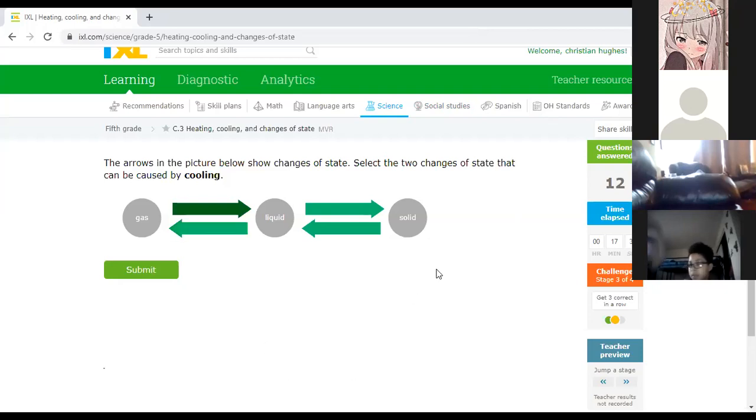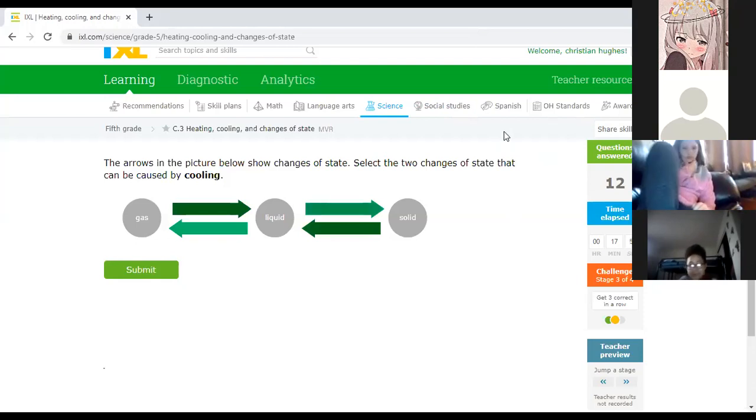No, it's not that one. Okay. Solid to liquid. So those 2. All right, we're close, but it's actually liquid. Yeah, liquid to solid because it's water.